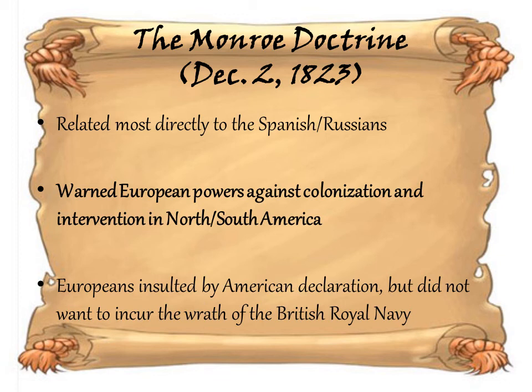Number 1, the doctrine warned European powers against colonization in the Americas. Number 2, the doctrine warned European powers against continuing intervention in American political development, essentially saying that the Americas were no longer fair game to be colonized by Europeans, and that the U.S. would not stand by and watch European powers interfere with the democratic development of Latin American nations. In response, the Europeans were angered, but they didn't want to violate the Monroe Doctrine because it would incur the wrath of the British Royal Navy.